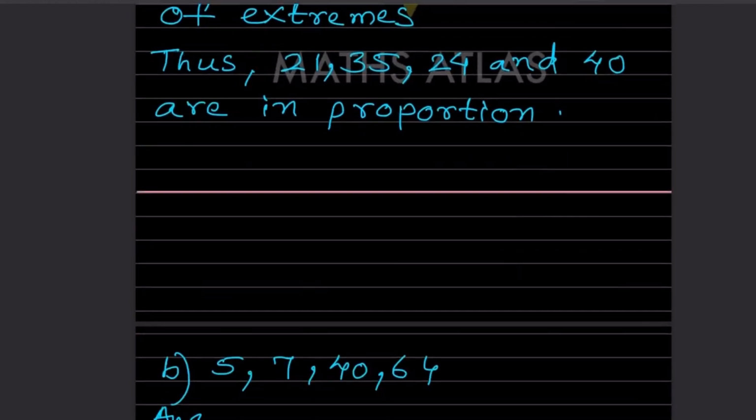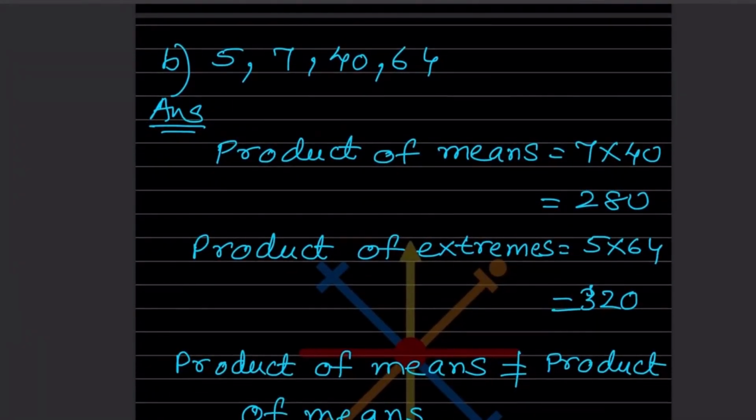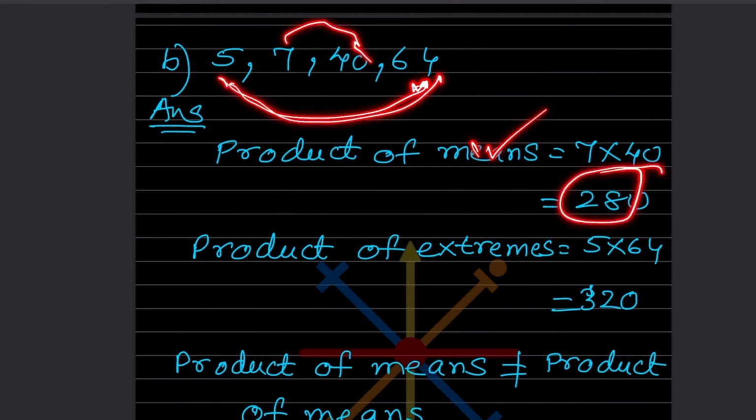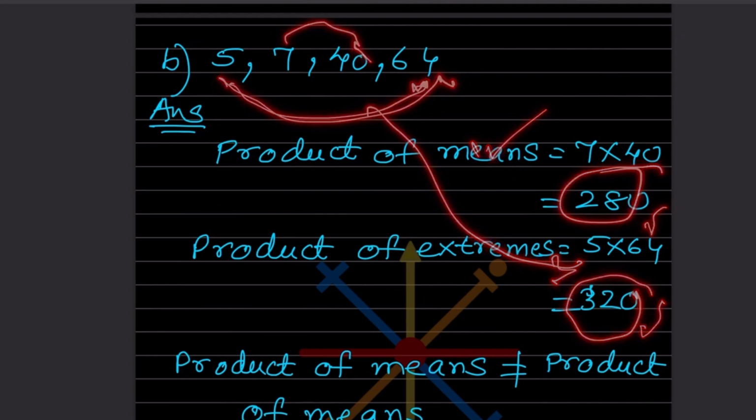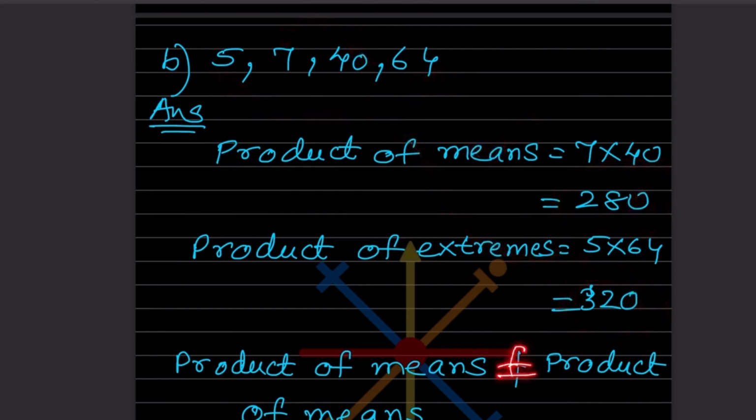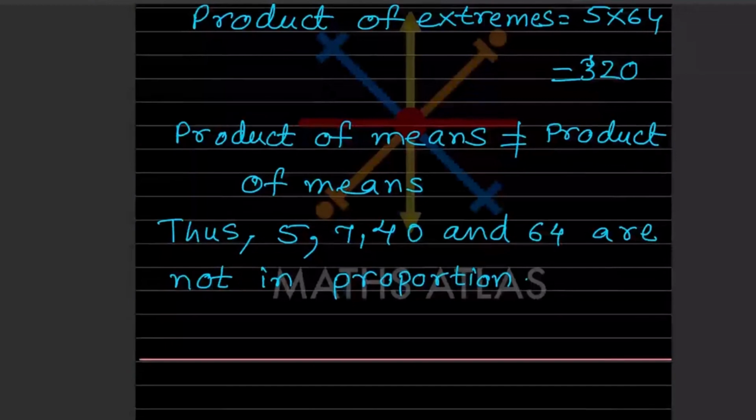Okay, now we will go for the next problem. Again here I have used the product of means and product of extremes. You can go by the first method also. These are the means, 7 into 40, that is 280. And the extremes are 5 into 64, that is 320. So this is 280 and this is 320. So product of means is not equal to product of extremes. So we can say 5, 7, 40 and 64 are not in proportion. Hope you got this one.